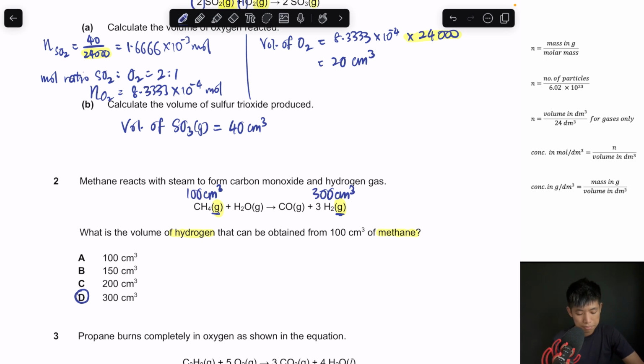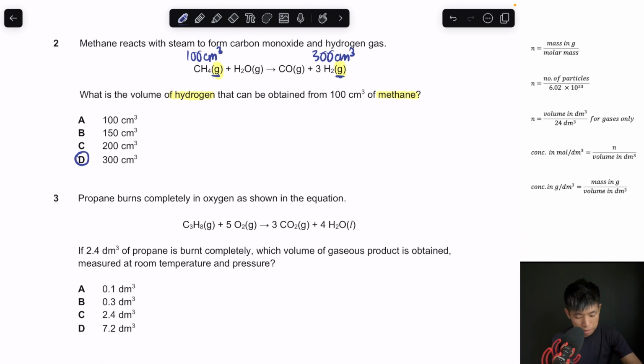Can? Okay, likewise, I have propane, which is a gas, and then I want the gaseous product, CO2. Okay, so 2.4 dm cube is to 7.2 dm cube because this is a 1:3. So you can understand this concept. It will help you do questions a lot faster.